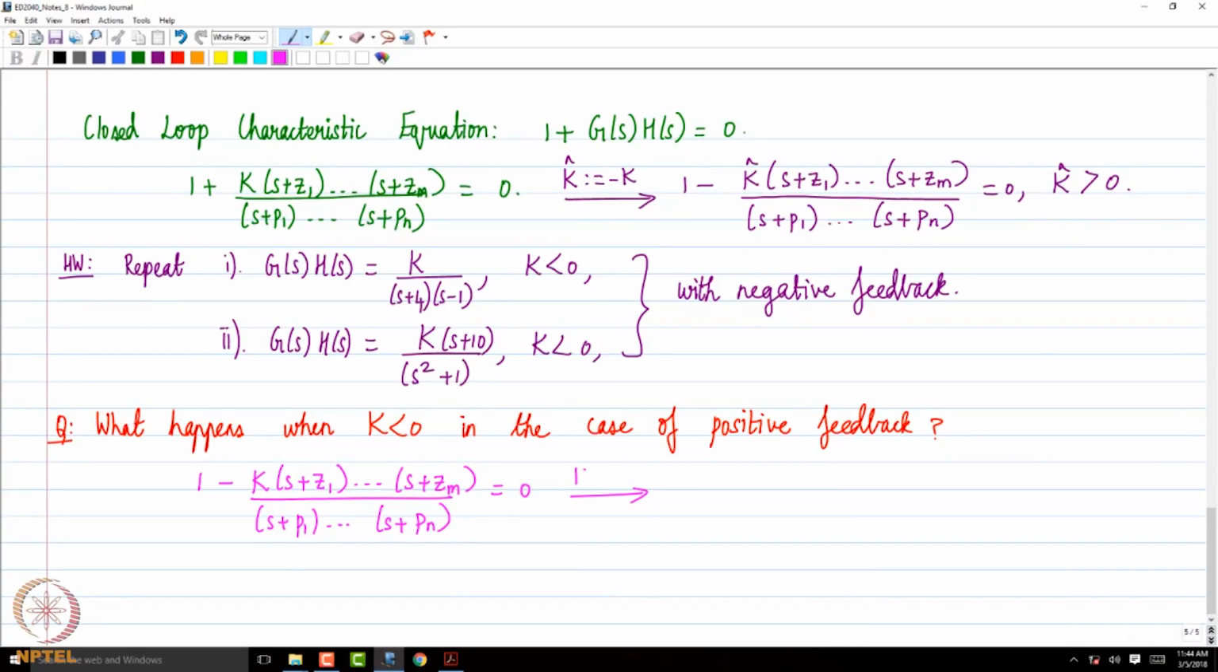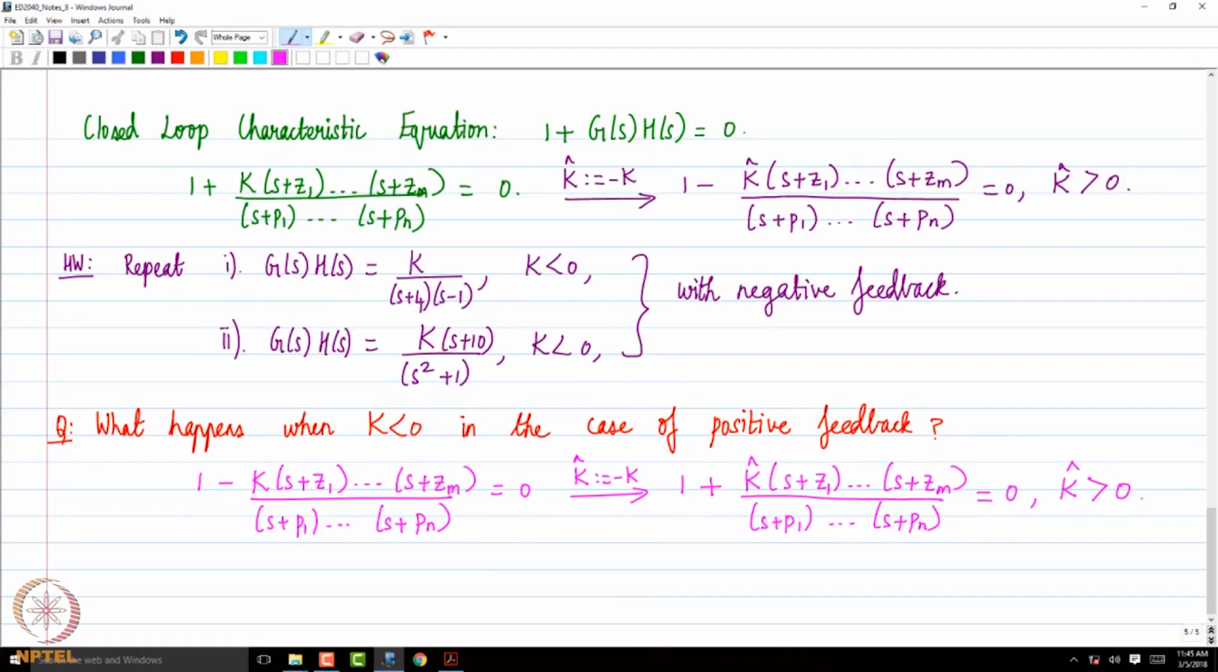So once again we define a k hat which is negative of K, right. So what do you think will happen here? I will get 1 plus k hat (s plus z1) all the way till (s plus zm) divided by (s plus p1) all the way till (s plus pn) is equal to 0, k hat being now greater than 0. So one can immediately observe that this is like a pseudo negative feedback system with a positive gain k hat.